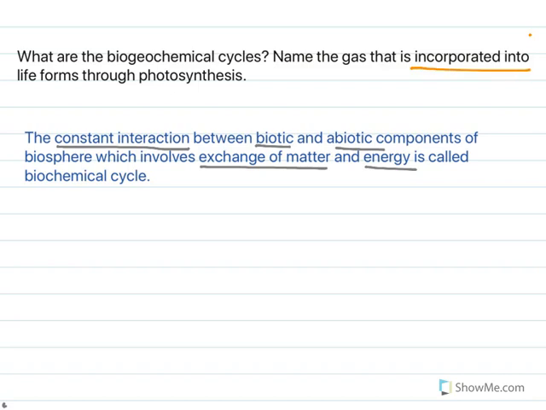Name the gas that is incorporated into life forms during photosynthesis, and that is carbon dioxide. Carbon dioxide is converted into glucose during photosynthesis and it enters the life forms.